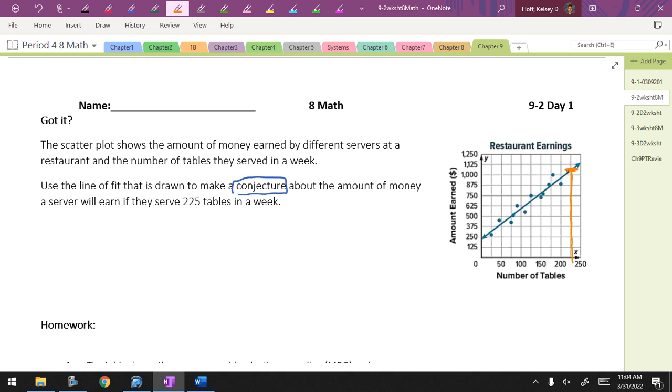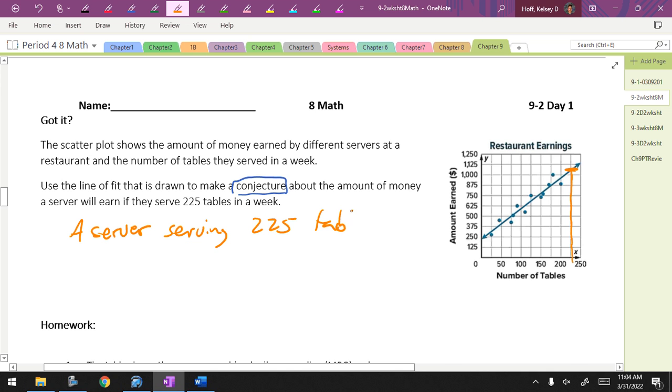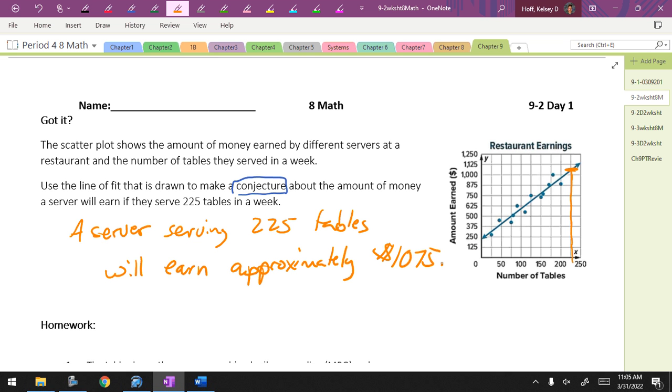So sometimes with scatter plots, because it's an approximation, you're going to have different answers. So you would say a server serving 225 tables will earn approximately $1,075 or $1,100 or $1,050. Don't put 1,000. Don't put 1125.